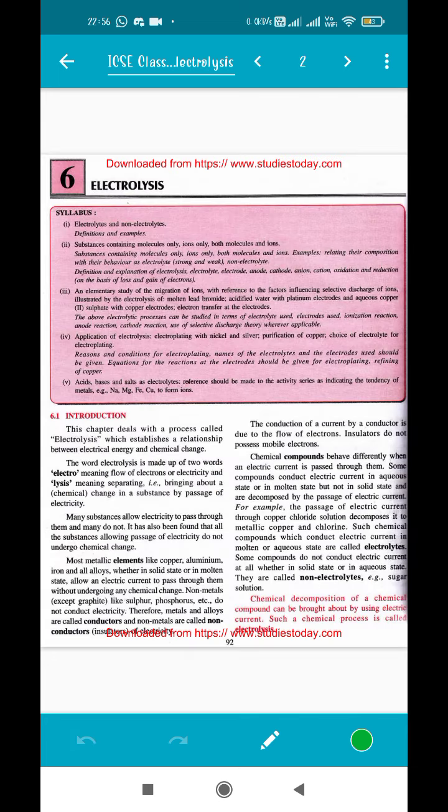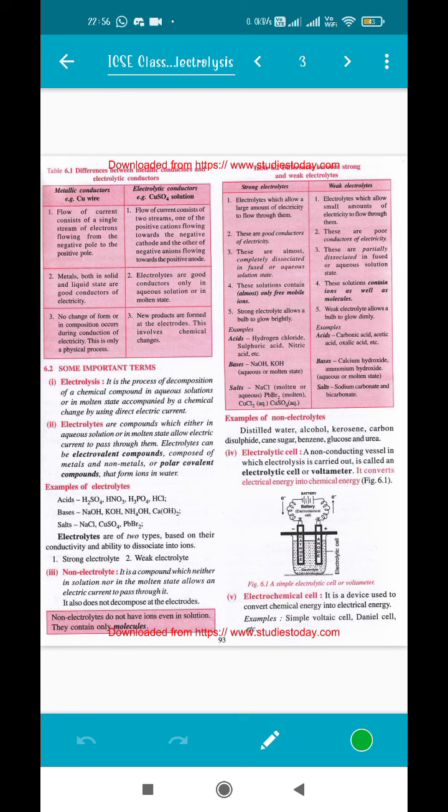So those are called non-electrolytes. Substances which do not allow electricity to pass through them are called non-electrolytes, which even when dissolving in water or in the molten state do not conduct electricity. So let's see about the differences between metallic and electrolytic conductors.